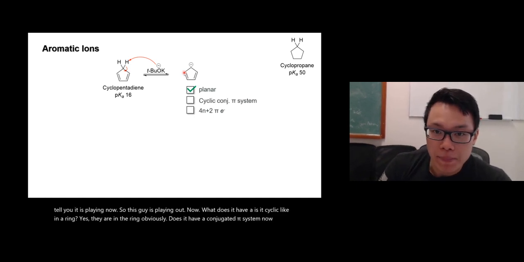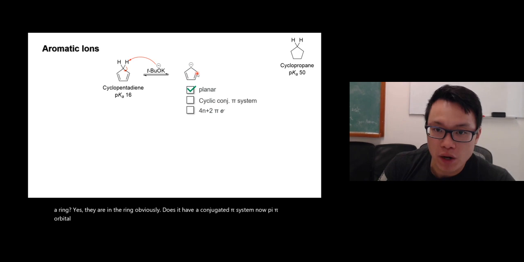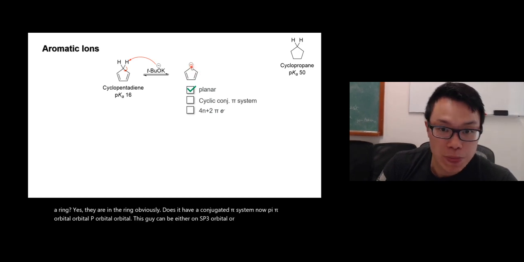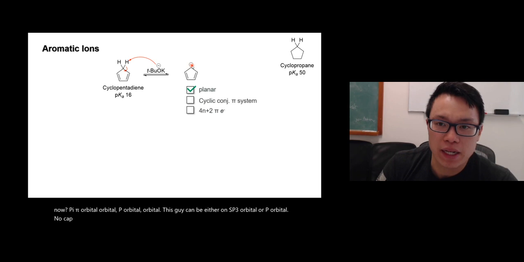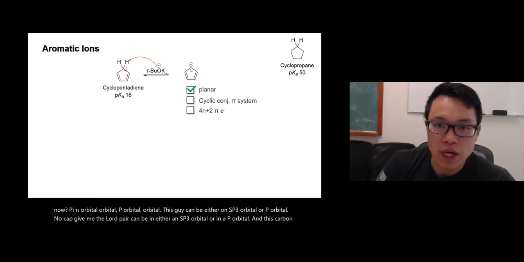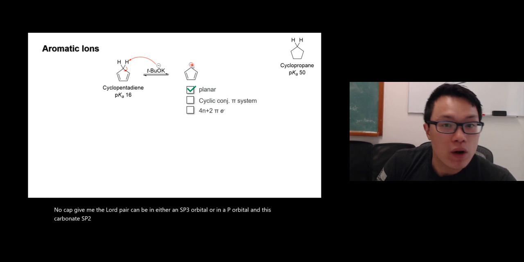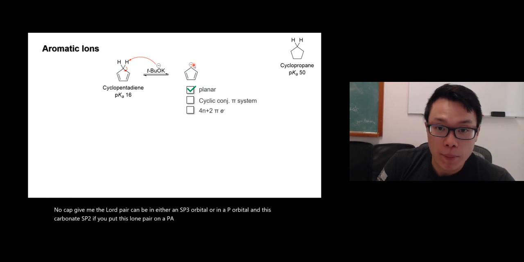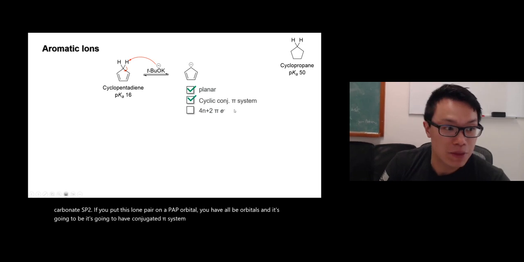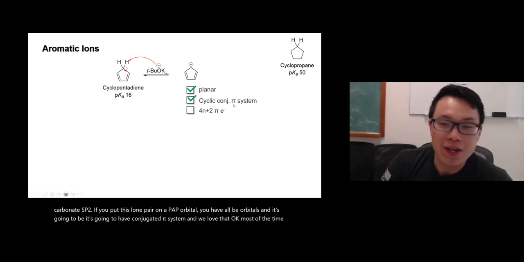Now, this lone pair can be either in an sp3 orbital or in a p orbital, and this carbon is sp2. If you put this lone pair in a p orbital, you have all p orbitals. It's going to have a conjugated pi system, and we love that, most of the time.